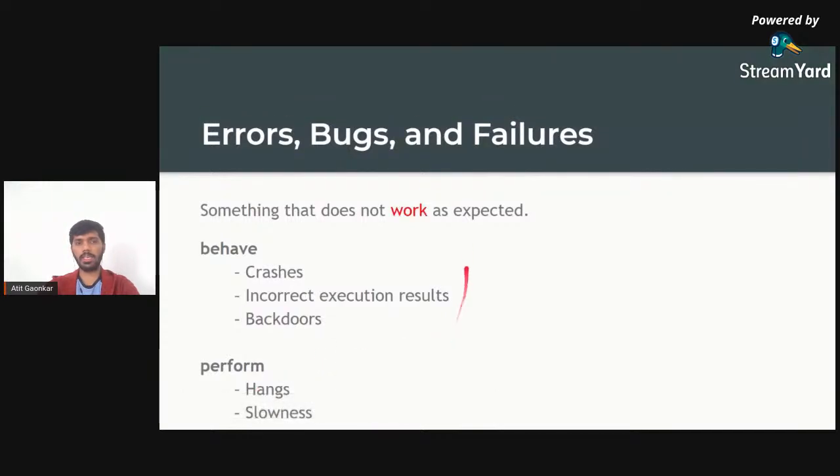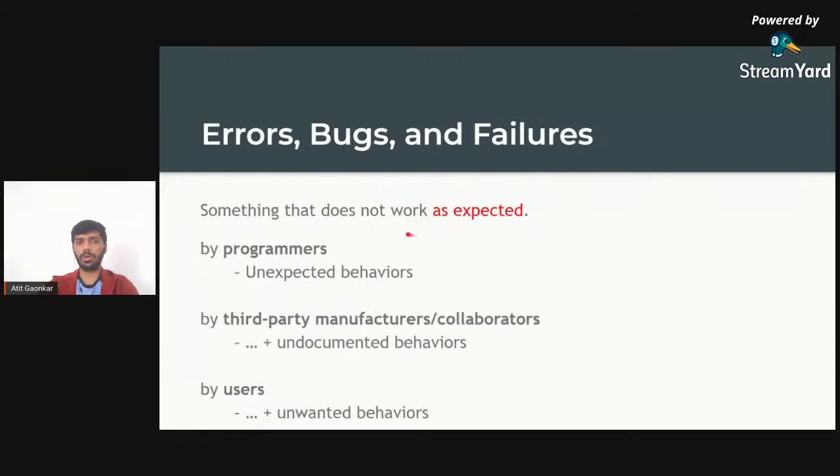Then you say as expected, right? But according to whom? According to the programmers, if it provides unexpected behaviors, it is one of these: errors, bugs, and failures. According to third-party manufacturers, if it has undocumented behaviors, it is either an error, bug, or failure. So now what exactly are errors, bugs, and failures?